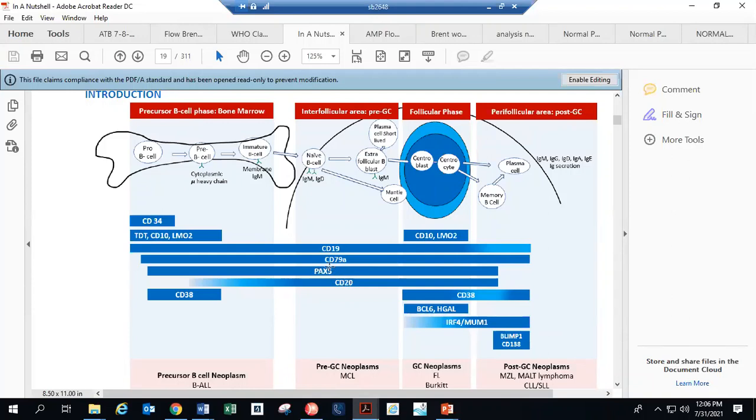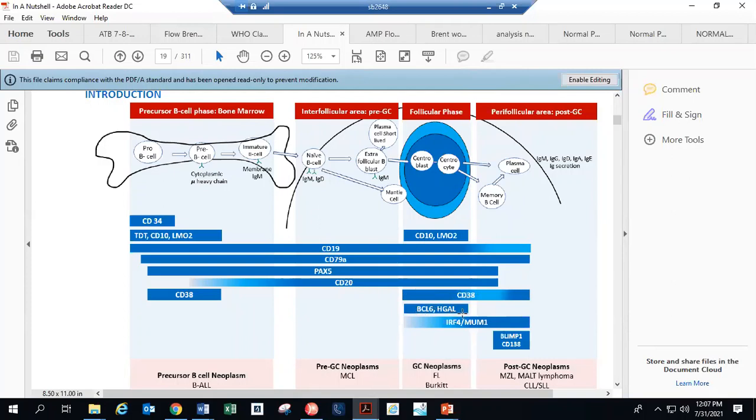PAX5 is more of a general B cell marker. CD79A is also a B cell marker, but it is also present in the plasma cells. CD20 is more of a mature marker. It will not be present in the early stages. It will start appearing dim in the later immature stages. It will not be present in the plasma cells. And CD38 is present in the B-LLs, and it's there in the immature stages as well. We know that CD38 is brighter in case of plasma cells too. CD38 will also be present in the normal germinal centers.